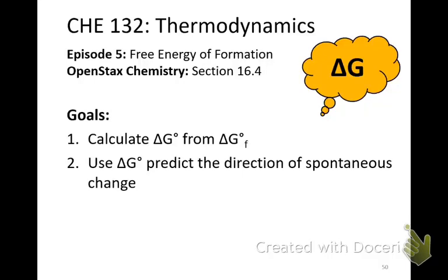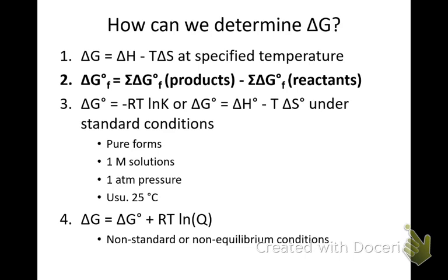So we're still thinking about free energy in this section, and this time we're talking about free energy of formation. You can follow along in section 16.4 of OpenStax Chemistry. Our goal here is to calculate delta G from delta G of formation and then use that to predict the direction of the spontaneous change. This is one of our many ways to calculate delta G. And remember that calculating delta G is important because it can tell us which way the reaction is going to be spontaneous.